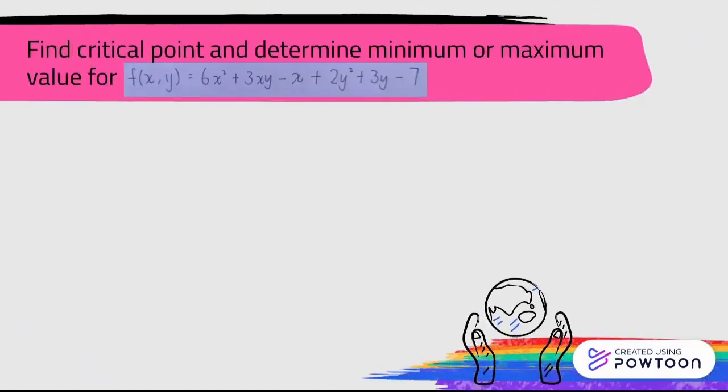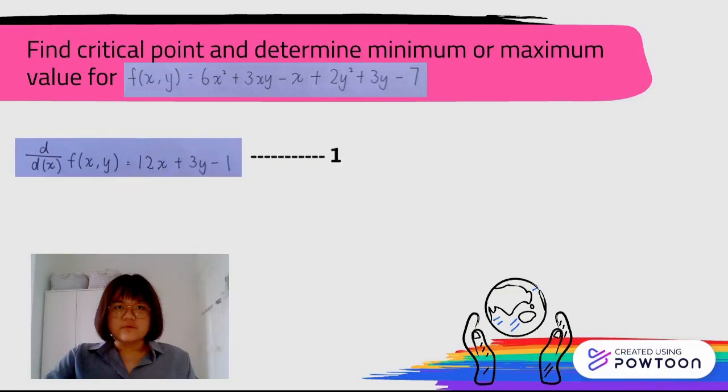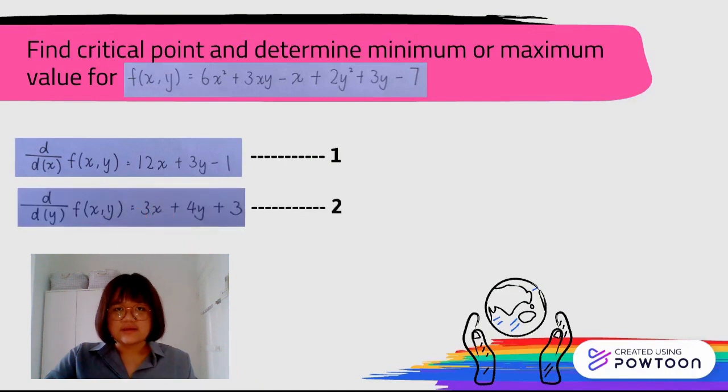Find critical point and determine minimum or maximum value for f of xy equals 6x squared plus 3xy minus x plus 2y squared plus 3y minus 7. First, we need to find partial differentiations for f of xy. If we take the partial derivative with respect to x, we will get 12x plus 3y minus 1. And if we take the partial derivative with respect to y, we will get 3x plus 4y plus 3.